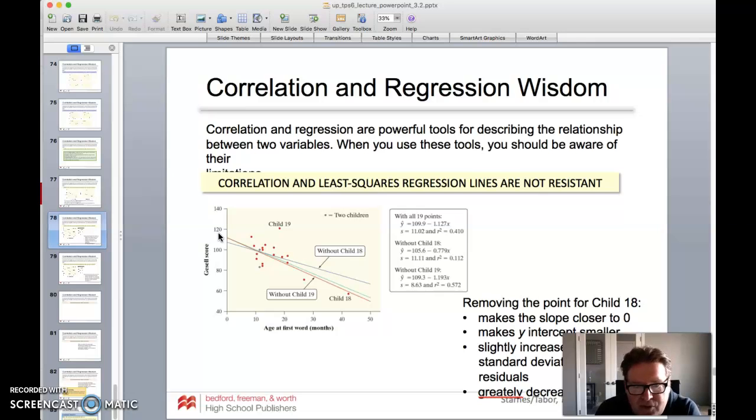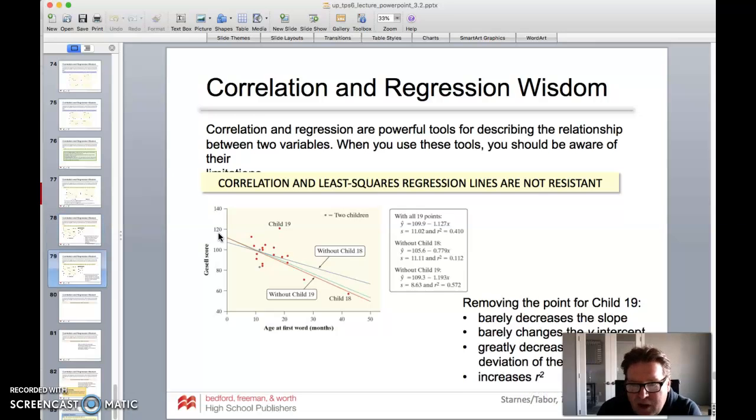So if we remove child 18, you can see that it makes the slope closer to 0. It makes the y-intercept smaller. It slightly increases the standard deviation, and it greatly decreases r squared. Sorry about the misspelling there. Okay, it really does decrease that, that point. So you can see what happens there.